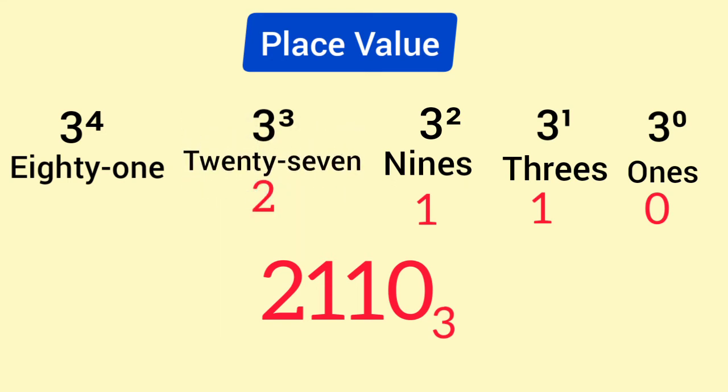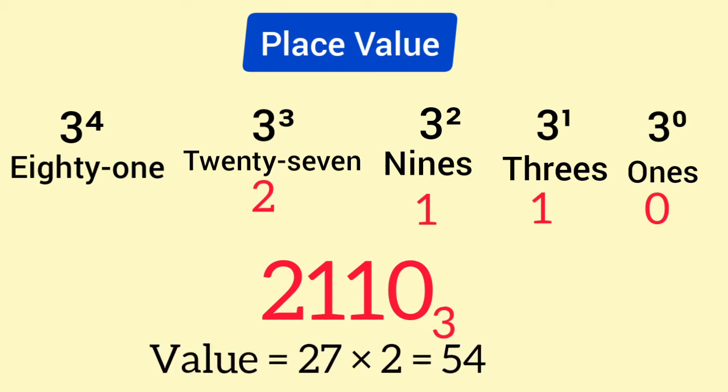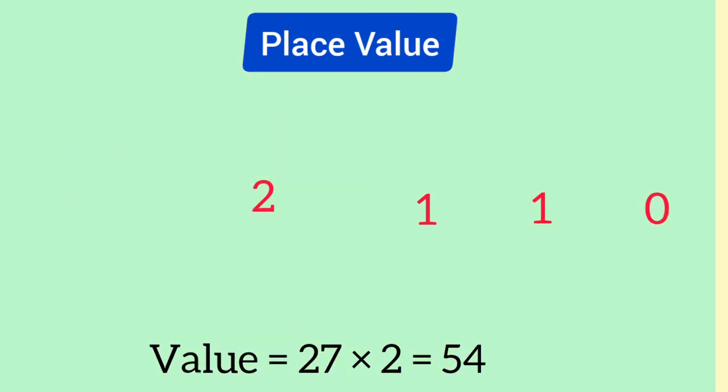Right? So now, what is the value of the 2? The value of the 2 will be the place value times the digit, which is 2 times 27, giving you 54. That would be the value of that 2, 54. All right? So the same principles apply across the board.